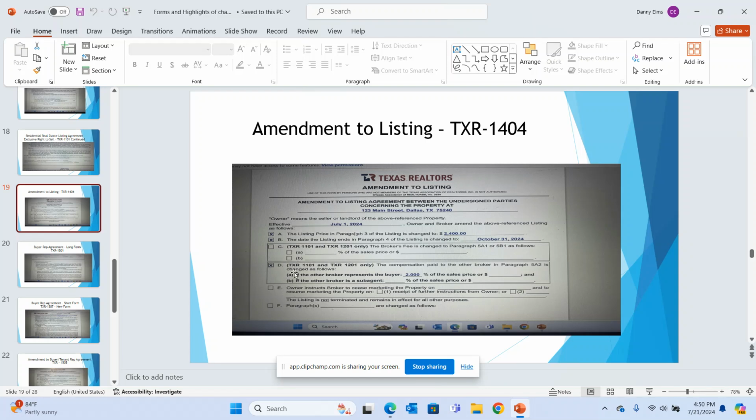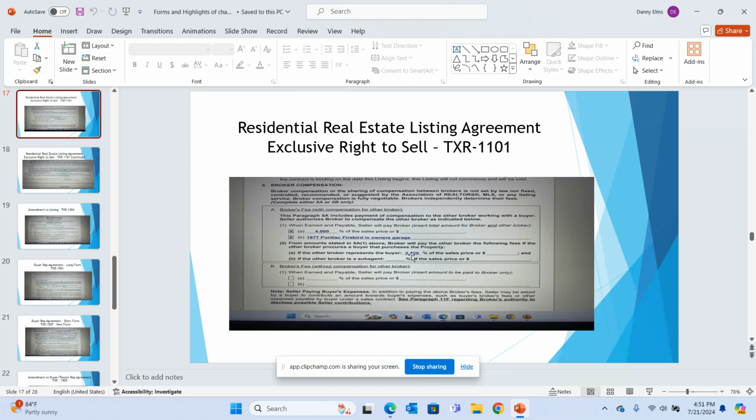Now, paragraph D, again, it is referencing the listing agreements, 1101 and 1201, says the compensation paid to the other broker in paragraph 5A2 is changed as follows. If the other broker represents the buyer, 2%. So in my example prior, we had the buying agent only taking 1%. So I would change the document here. Remember, I had 2% here. I wish I had done it a little different when I did the examples. But let's say this says we're paying the other broker 1.5%. Then to change the amendment, I would come in here and put the new percentage we're paying the buyer's agent.